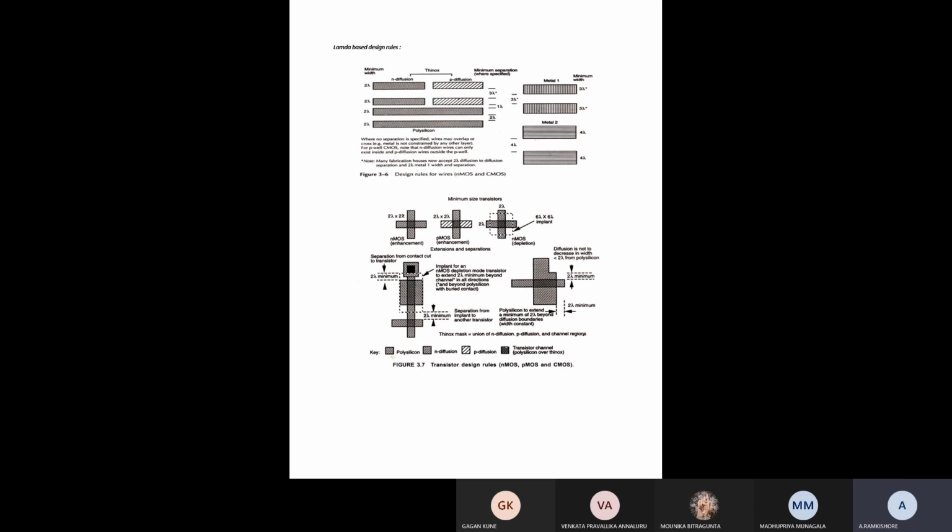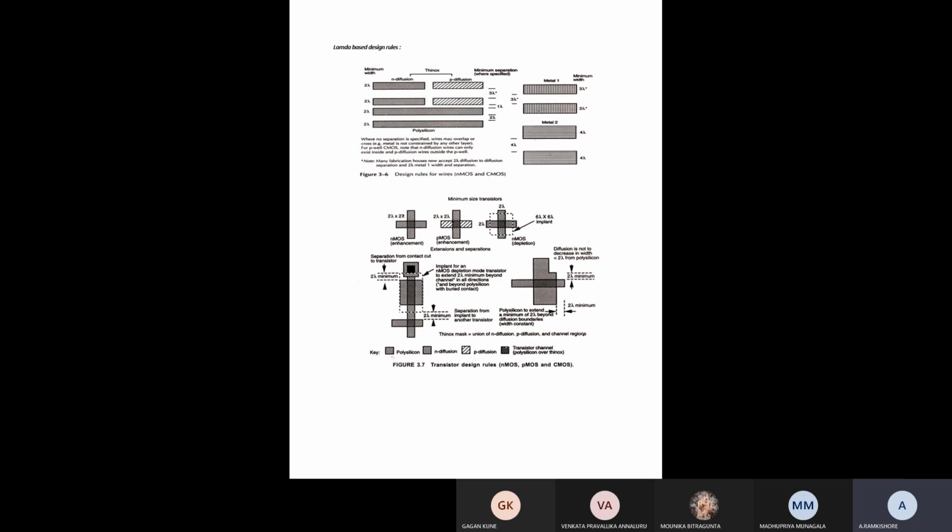Next, from the p diffusion to polysilicon, we have to maintain a minimum separation of 1 lambda.